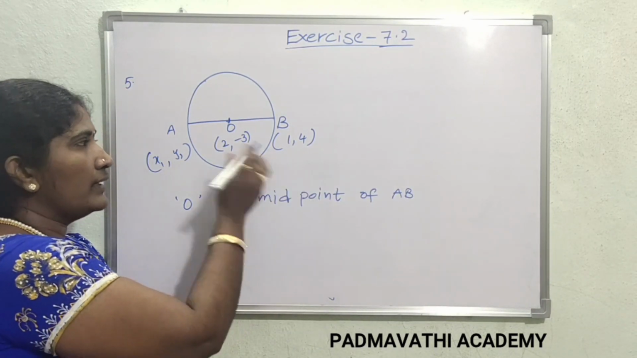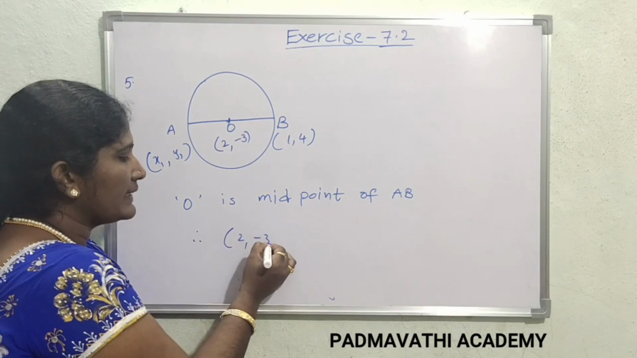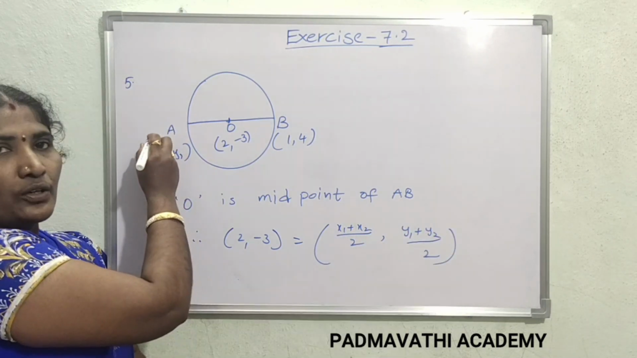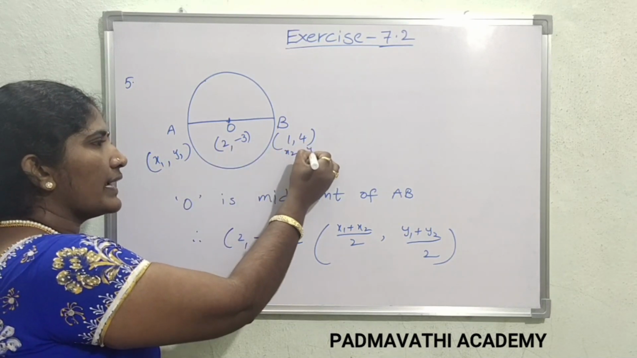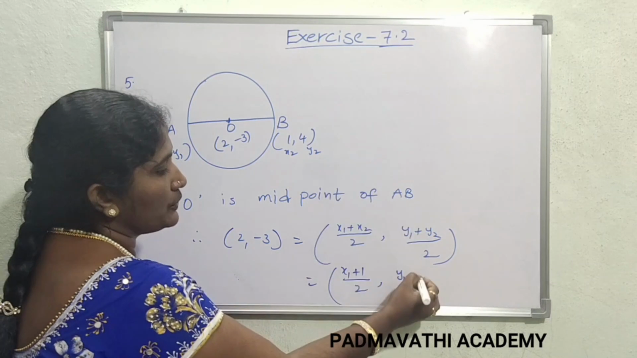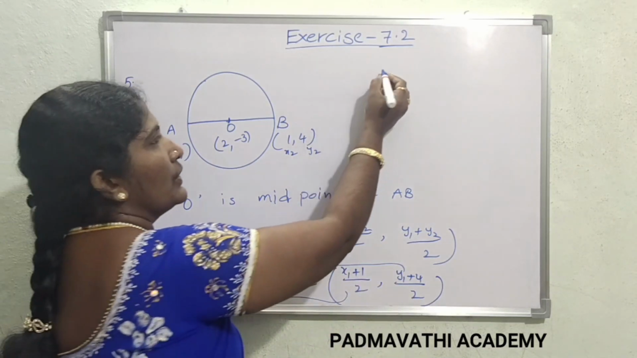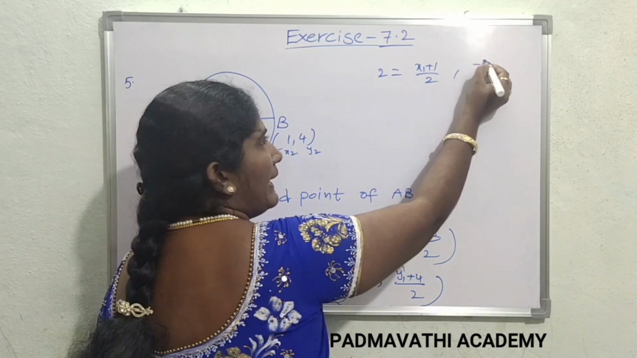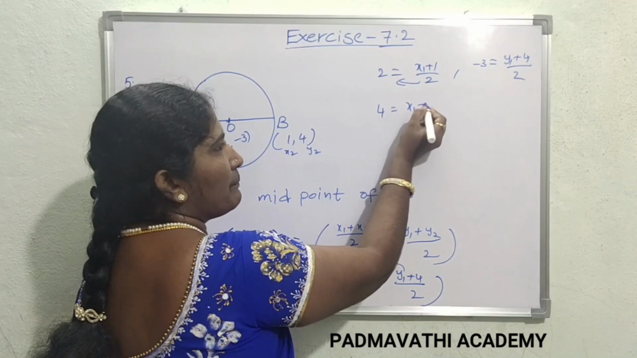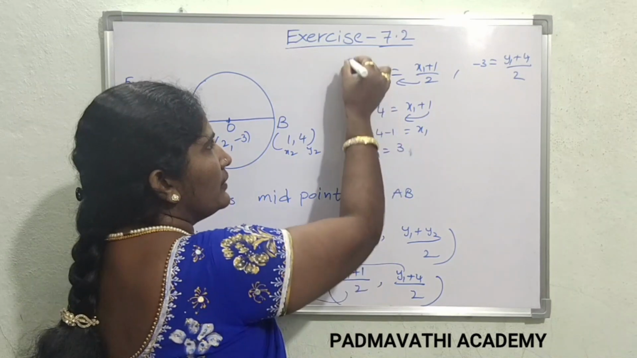Now we use the midpoint formula x1 plus x2 by 2, y1 plus y2 by 2 equal to 2, minus 3. So therefore 2, minus 3 is equal to x1 plus x2 by 2, y1 plus y2 by 2. Here coordinates of A are x1, y1, coordinates of B are x2, y2. Now substitute in the formula. x1 we don't know, x2 is 1, y1 we don't know, y2 is 4, by 2. Again equalize coordinates. This is x coordinate and this is y coordinate. 2 is equal to x1 plus 1 by 2, minus 3 is equal to y1 plus 4 by 2. Transpose 2, 2 twos are 4. x1 plus 1. Now transpose 1. x1 is equal to 4 minus 1, 3. x1 is equal to 3.